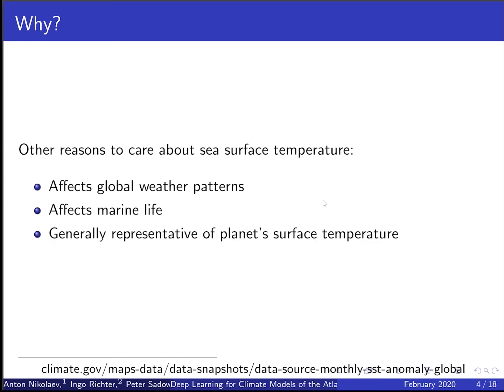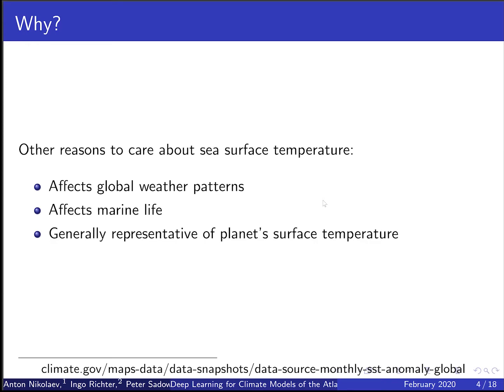Another important reason to be able to analyze the sea surface temperature is that it affects marine life, because in cold water, phytoplankton is able to reproduce, and it is one of the sources of nutrients for other marine life.